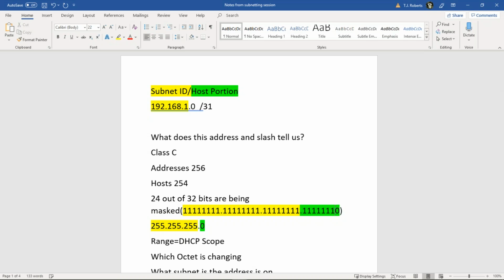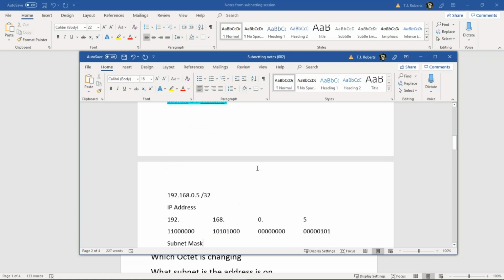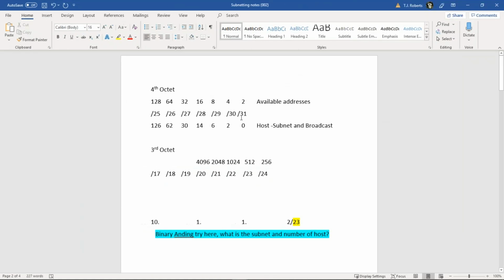If I go 1, 2, 3, 4, 5, 6, 7, right? Try to keep this consistent, right? So if I do this, I still have 2 portions, but I can't do this, right? Because there's no portion for host, right? It's basically like Matthew said. It's a broadcast address, right? You can't use this. So that's why when you look at that chart, I don't have /32 up here because it's an invalid address, right? It's an invalid broadcast address.